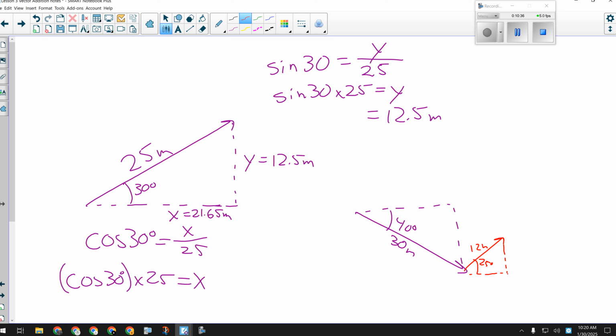Okay? We're going to move to a point where we're going to be solving a question like that. And it would be worded something like this. A person walks 30 meters at 40 degrees south of east, then turns and walks 12 meters at 25 degrees north of east. What is their resultant displacement? Well, if we can do this and break down any vector into its horizontal and vertical components, we can figure out what this thing looks like in total.